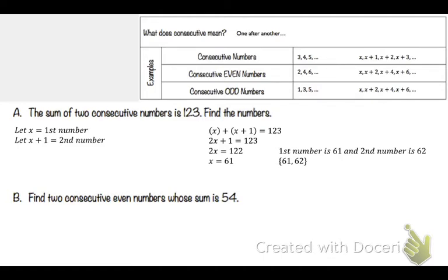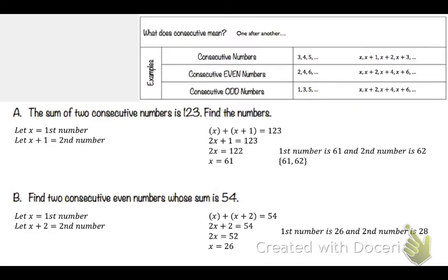Okay. So find two consecutive even numbers whose sum is 54. So I'm going to let x be the first one. I'm going to let x plus 2 be the second one. So then that's x plus x plus 2 equals 54, which is 2x plus 2 equals 54. Subtract the 2 over. You get 2x equals 52. Divide by 2. You get x equals 26. So that means the first number is 26, the second number is 28. So I'm just going to write that as a solution set, 26, 28.